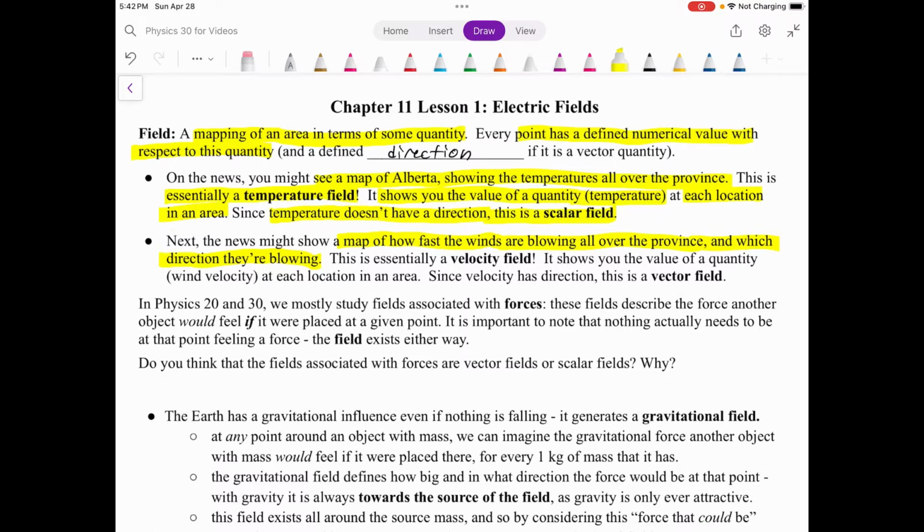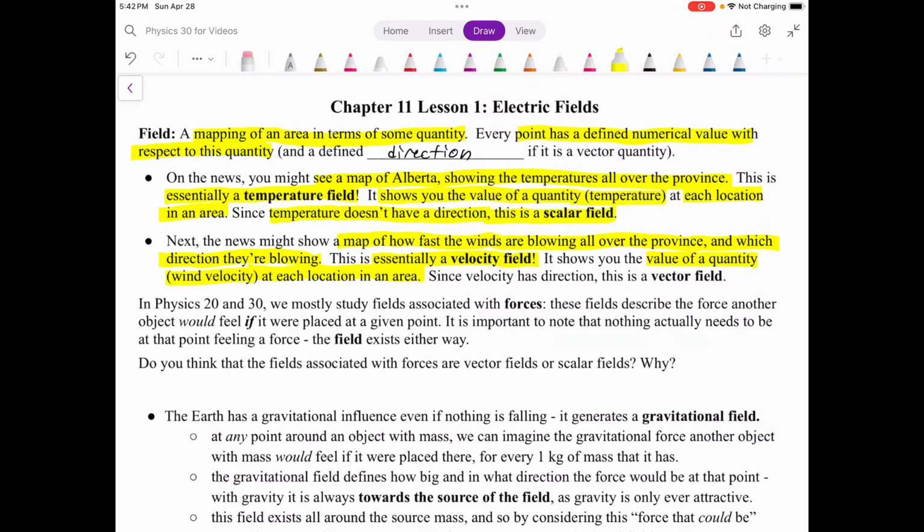And that's essentially a velocity field, right? It's showing you the value of a quantity, the wind velocity, at every location in an area, right? Or at least as many as they felt like labeling. They can't really do every single place because there's infinitely many, right? But however big of a picture they want to paint for you, they show you, here's what it would be like at this location in terms of velocity, how fast the wind is blowing and in which direction.